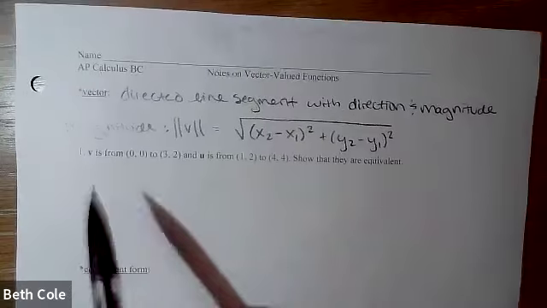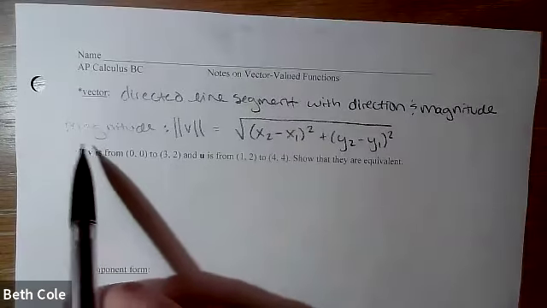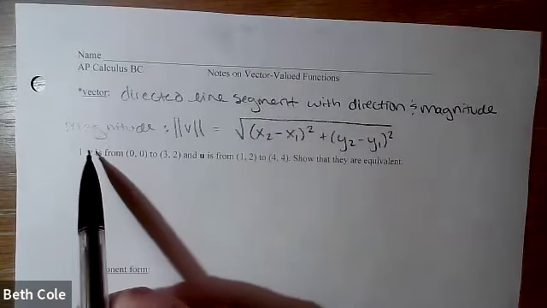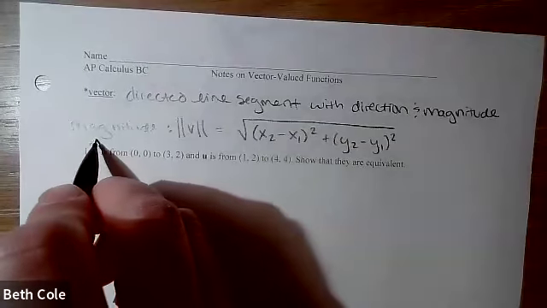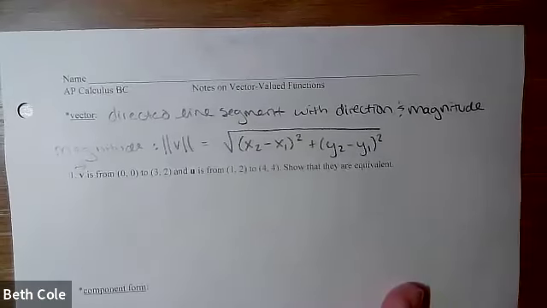All right, and you can see vectors written as a V with a little arrow on top, or they can just be bolded. Here I just have them bold. But you can also see it written with a little arrow above it.